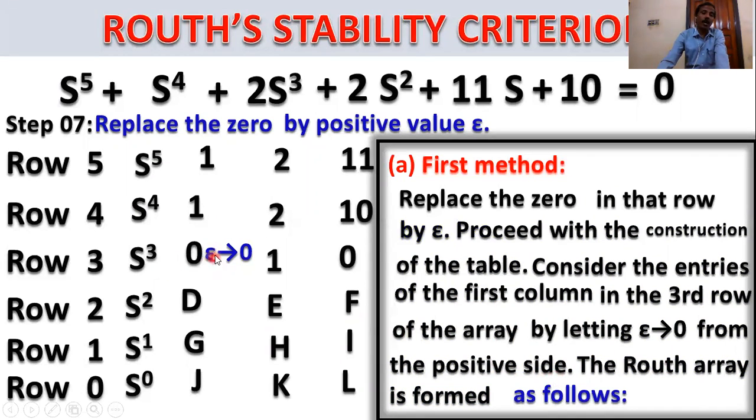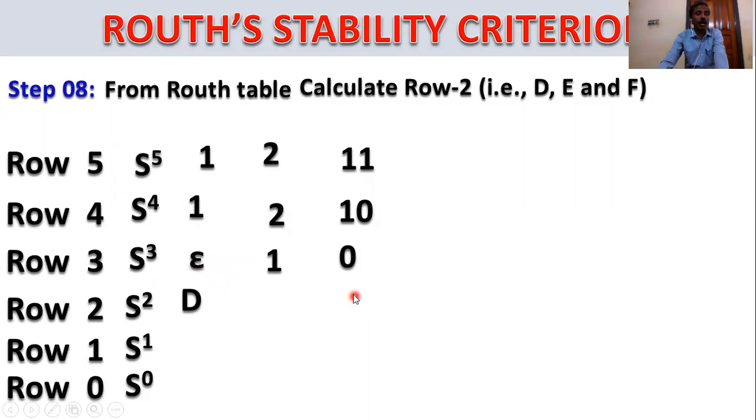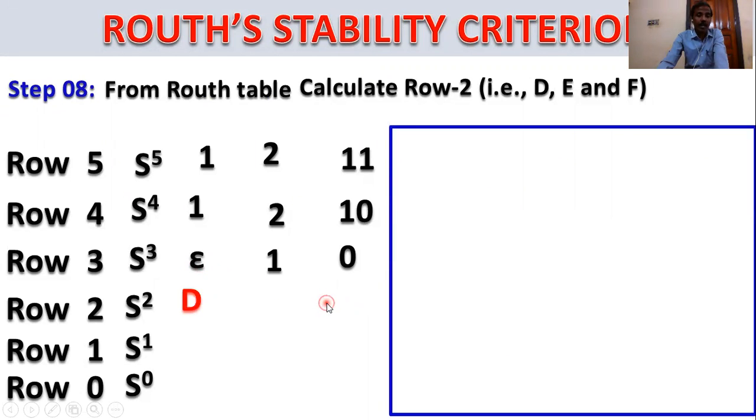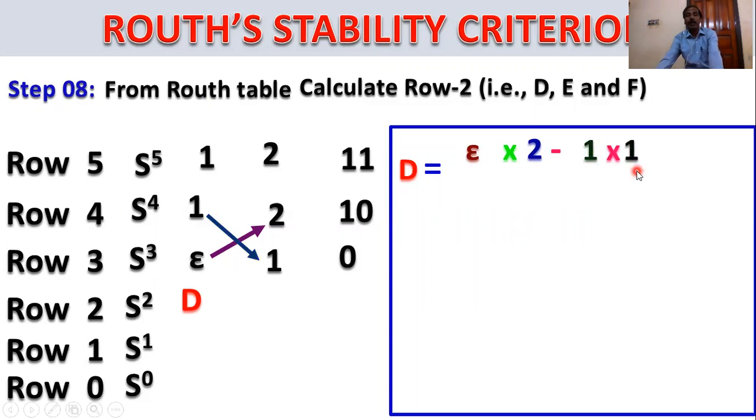So next, for A equals epsilon, what are the values of D, E, F, G, H, I, J, K, L? So calculate D for A equals epsilon. What is the magnitude of D? D equals epsilon into 2, minus 1 into 1, divided by the first starting value epsilon. So this is equivalent to 2 epsilon minus 1 divided by epsilon.